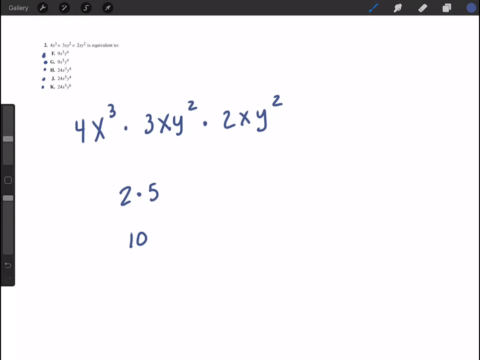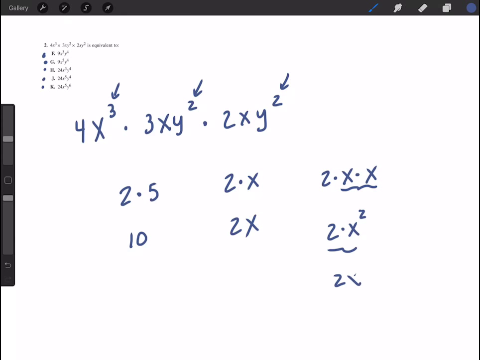Let's do now 2 times x. This is 2 times x, and we write it as 2x. Now, powers are really a way to simplify writing for us. Let's say that we have 2 times x times x. Because we have a couple of x's multiplying, we can use power notation to simplify our writing here. So this is what it stands for, and then I can just write 2x squared.